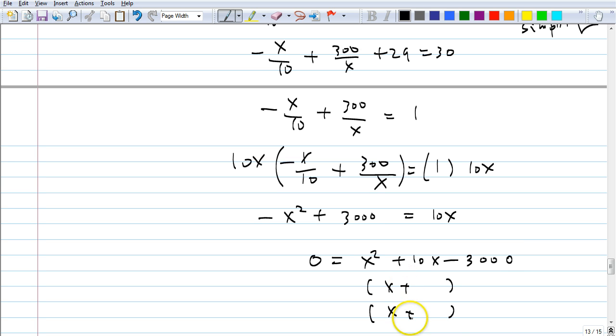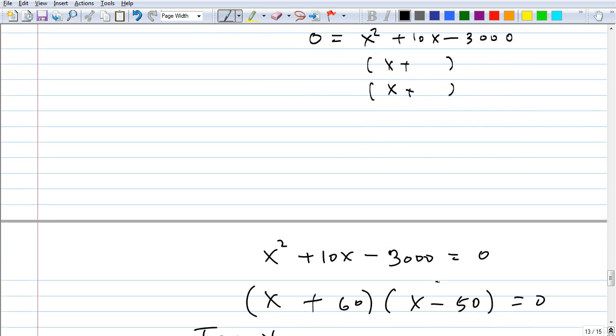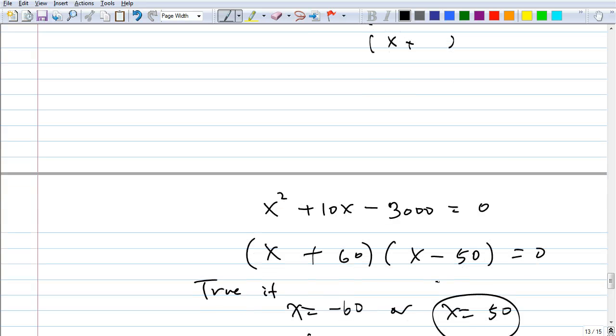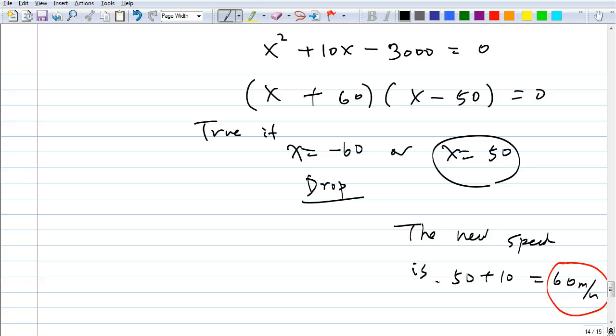Plus, what do we need for 3,000? Yes, Christine? On the top, it's negative x plus 3,000, and after you subtract 10x, we got a positive 10x. Okay, so guys, when you factor this, you get 60 and negative 50. Can it be negative 60? The answer is 50. Do they ask for the new speed or the old speed? So the new speed is 60 miles per hour. Any questions?